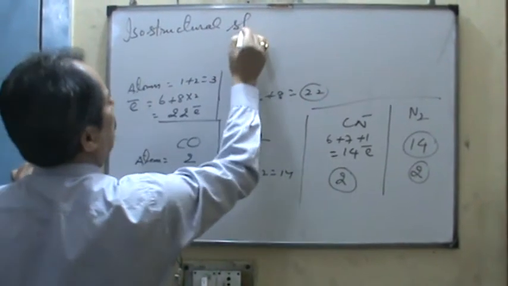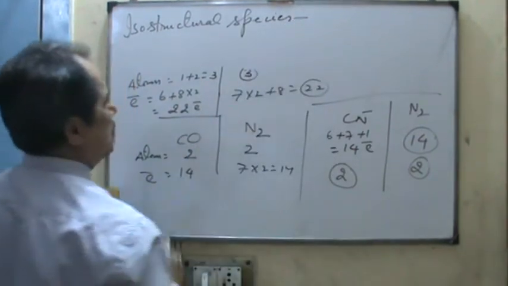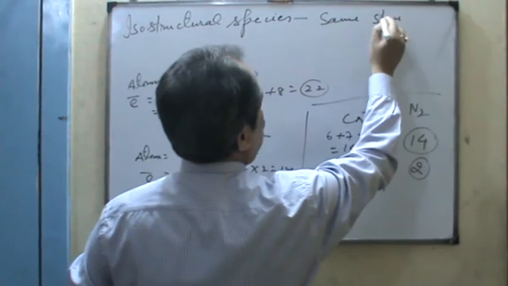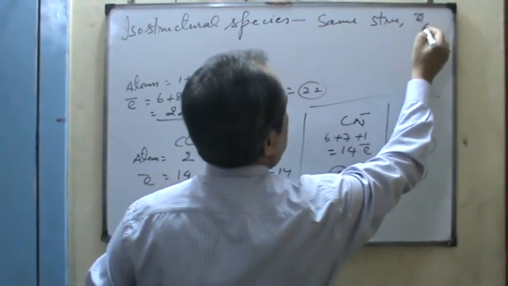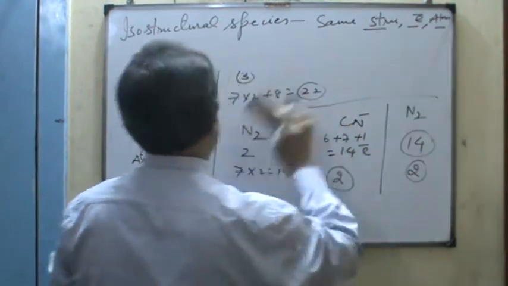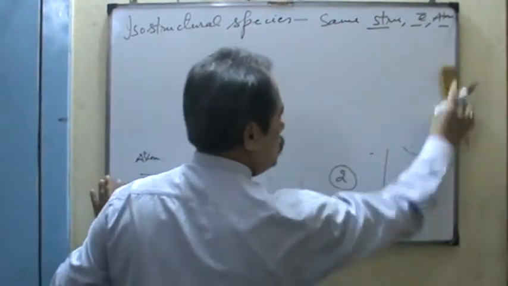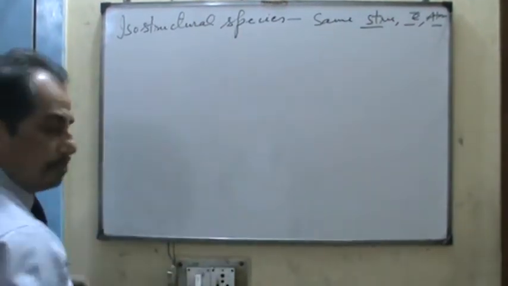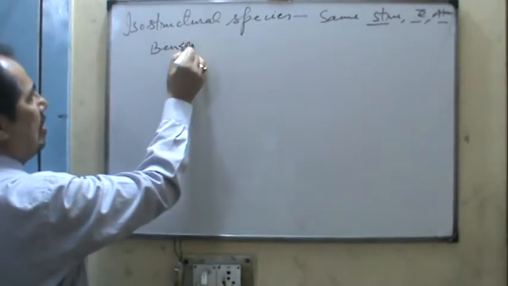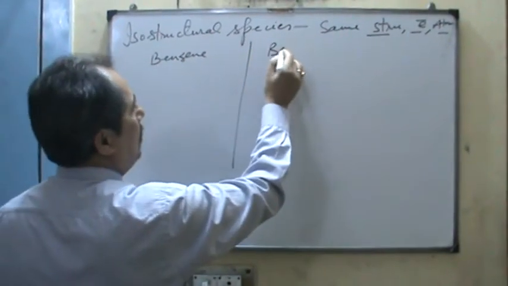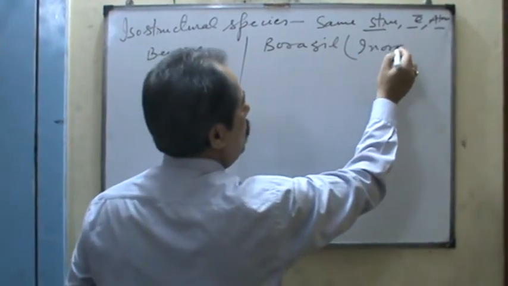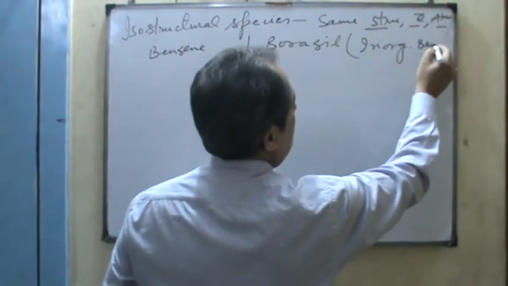structural species. Same structure, near about, same electrons and same atoms. Structure, electrons and atoms are supposed to be the same. One common example I give you is benzene, and the other is borazole. Borazole is called inorganic benzene.